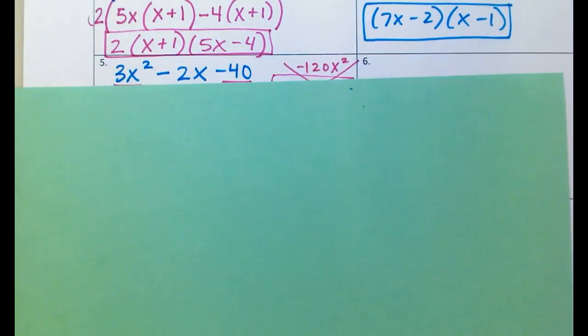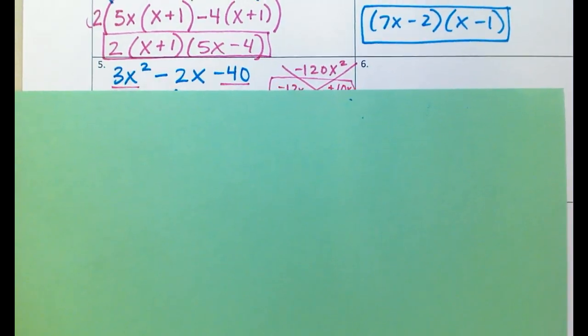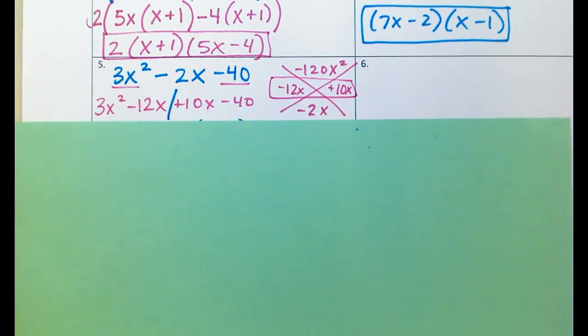Okay, when I multiplied 3x squared and negative 40, I got negative 120x squared. And I was adding to my negative 2x. Once again, this one's kind of large to do factor by grouping, but the two terms that I found that worked were negative 12x and positive 10x. They multiply to negative 120x squared, and they add to negative 2x.